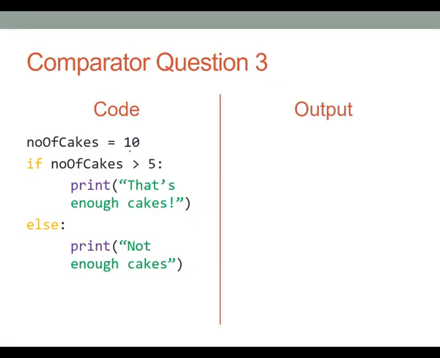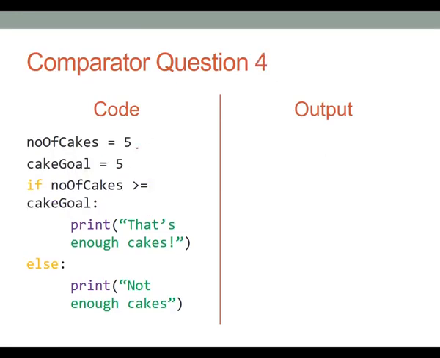Let's say we have a variable, we set it to 10, and it looks up the variable. So is number of cakes, which is 10, is 10 greater than 5? Yeah, it is, so it'll say that's enough cakes. See, we've got two variables, it can compare them both, so it will say is number of cakes, 5, greater than or equal to 5? Well, it is equal to 5, so it will say that's enough cakes. It's not going to run this bit at all, because this is equal, it's going to hit this, ignore this bit of code.